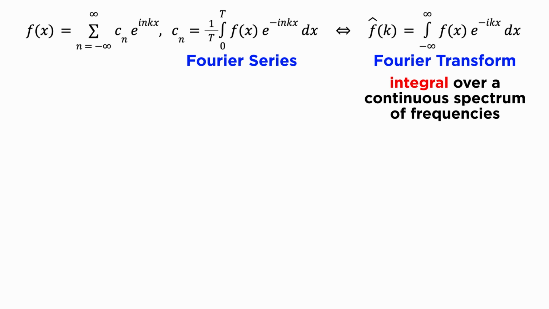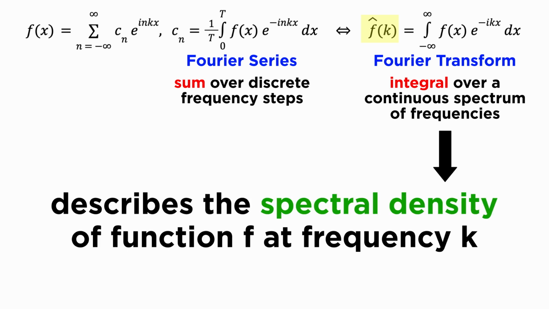The only difference is that the Fourier transform is an integral over a continuous spectrum of frequencies, while Fourier series sum over discrete frequency steps. This gives us a fresh perspective on what the Fourier transform means. It gives us a continuous function f hat of a frequency k that describes the spectral density of our function f at the frequency k.